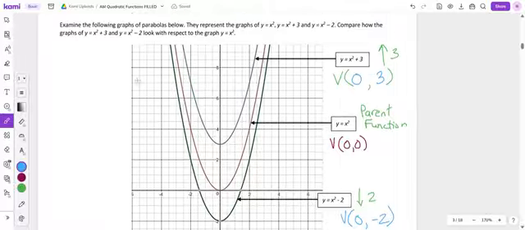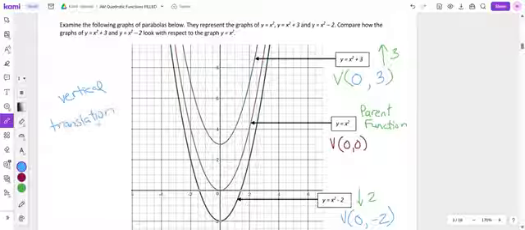So I want to write here what it's called. It's called a vertical translation. Sometimes you might hear someone call it a shift. That's fine too.